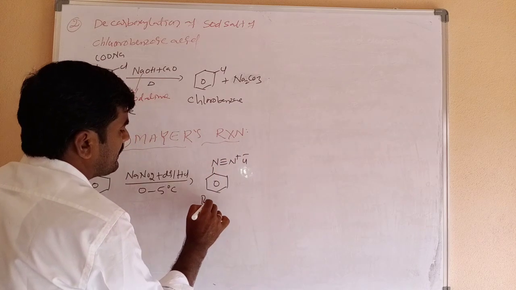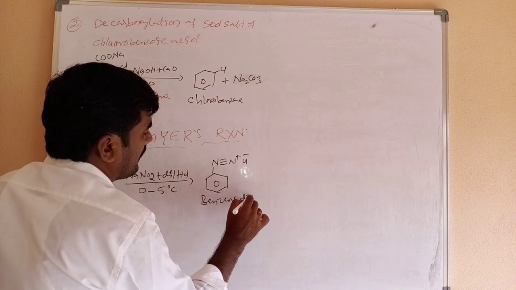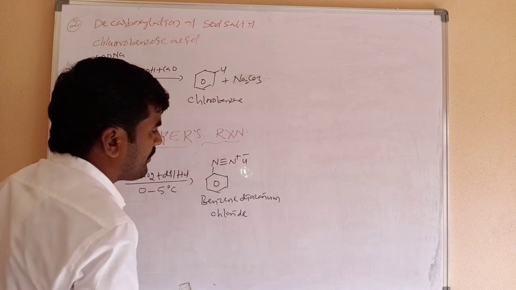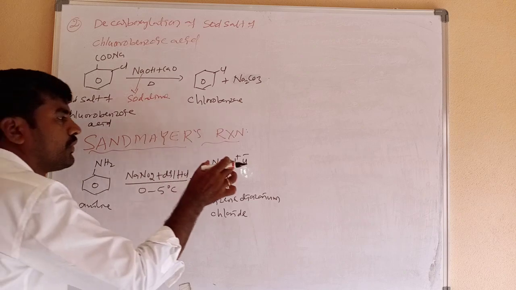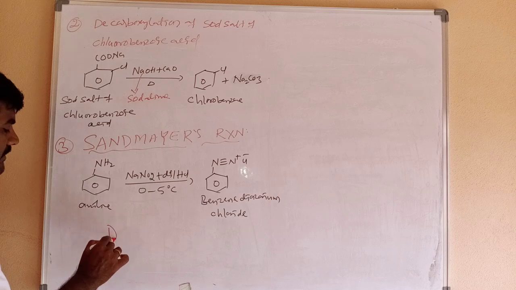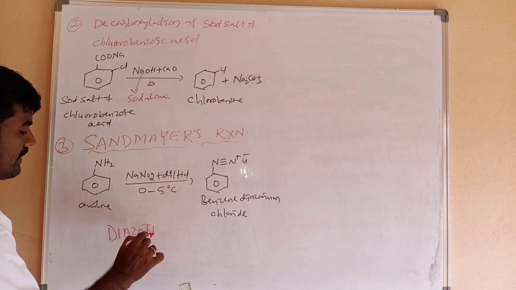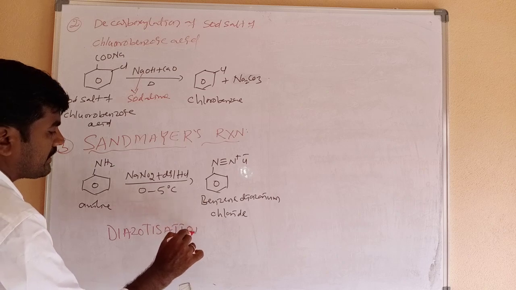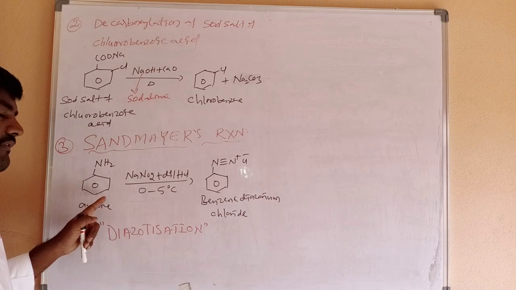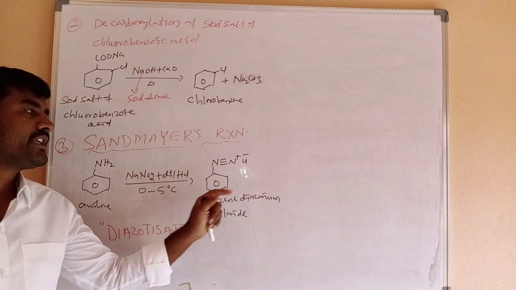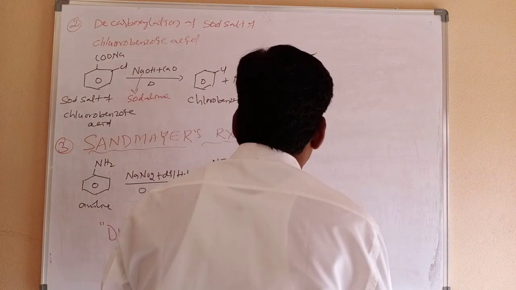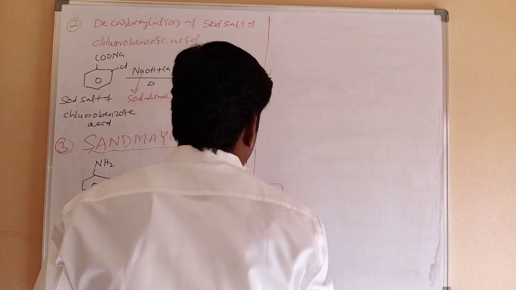This is called benzene diazonium chloride. The process of conversion of aniline into benzene diazonium chloride is called the diazotization reaction. From benzene diazonium chloride we can prepare chlorobenzene and bromobenzene.